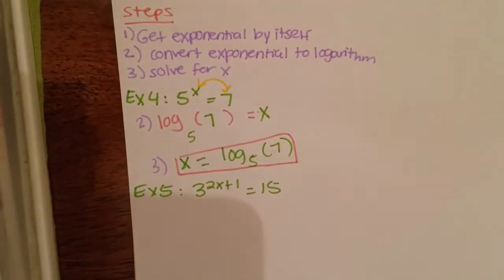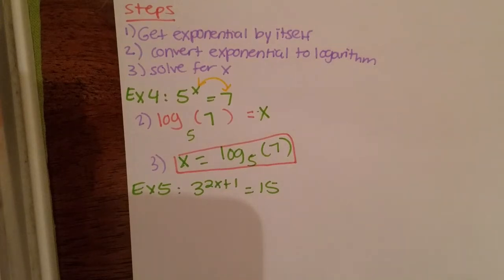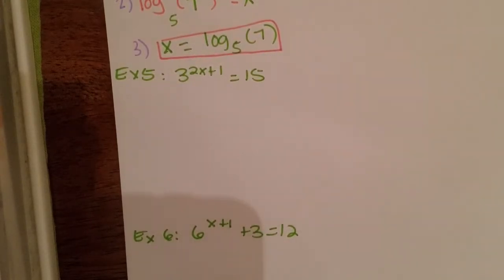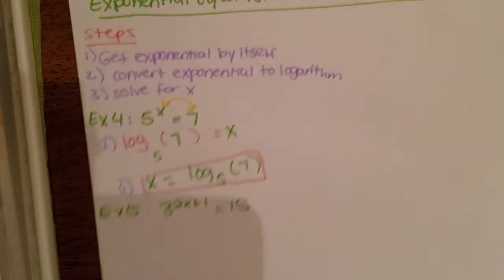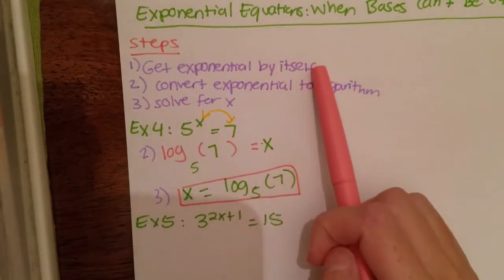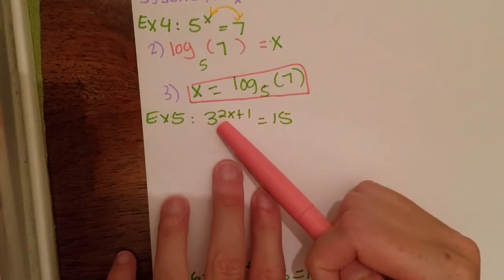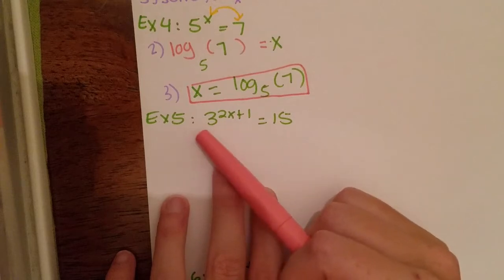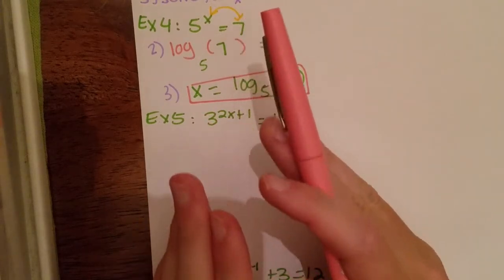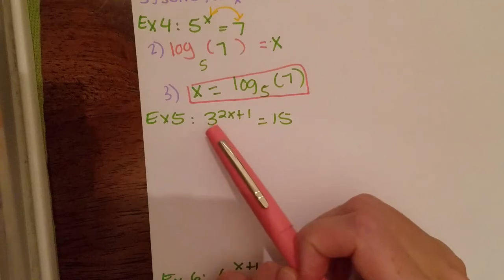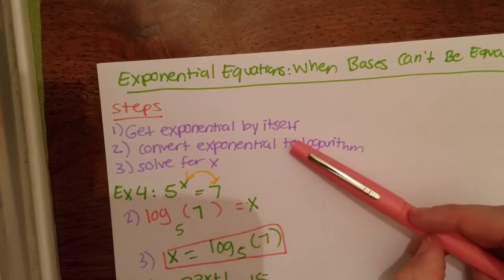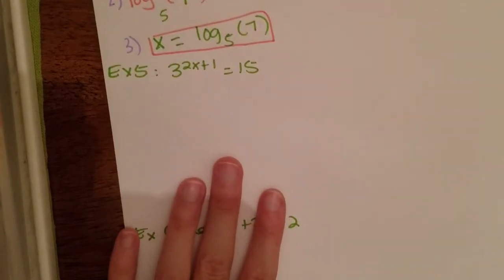Ta-da! Not so bad. Alright, so that one was too easy. What do you guys think? I think we need to step it up a notch, because the harder the problem, the more exciting the problem. Okay, so let's see here. Now the first thing says to get the exponential by itself. So my exponential has nothing added or subtracted to it. Its exponent has things like that, but nothing is actually added or subtracted to my actual exponential. So since my exponential is all by itself, the second step is to convert the exponential into a logarithm. So why don't we do that for step 2.